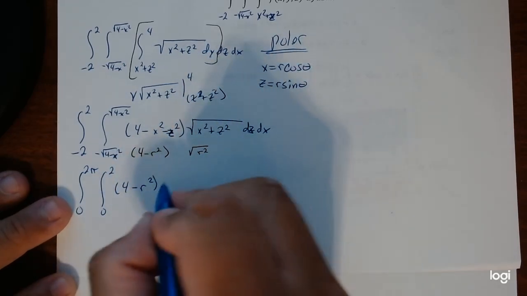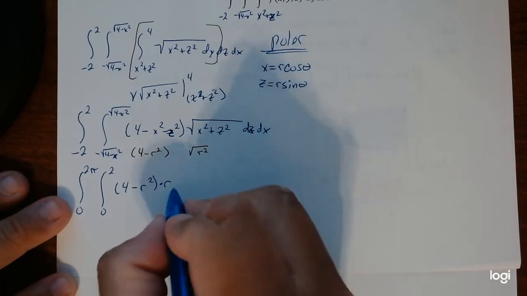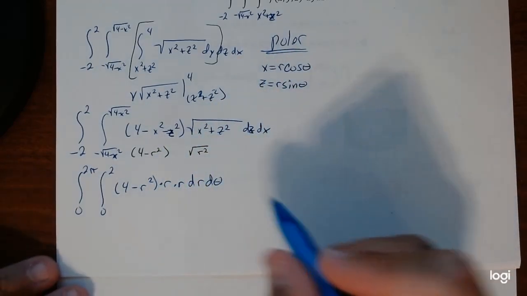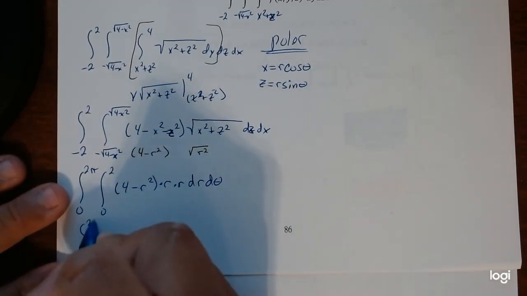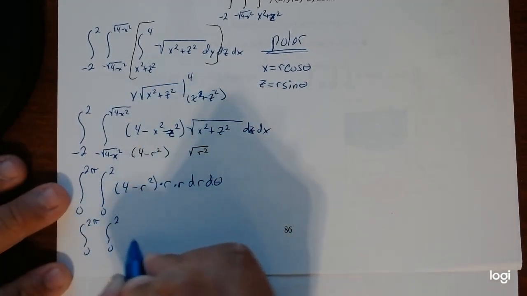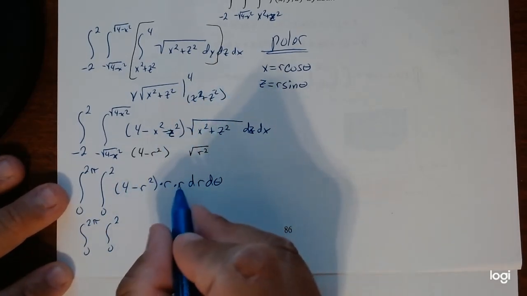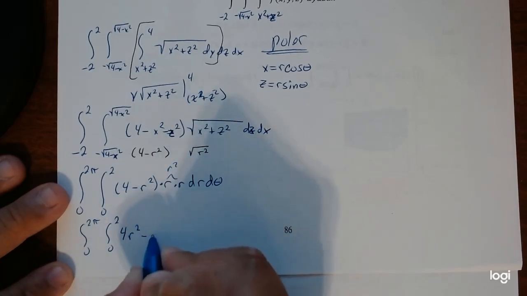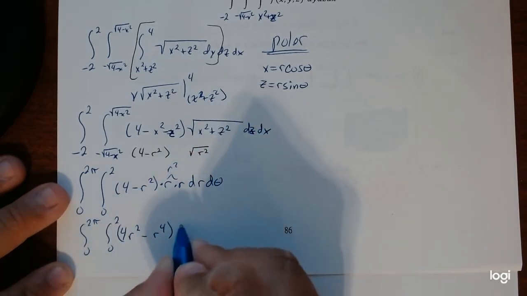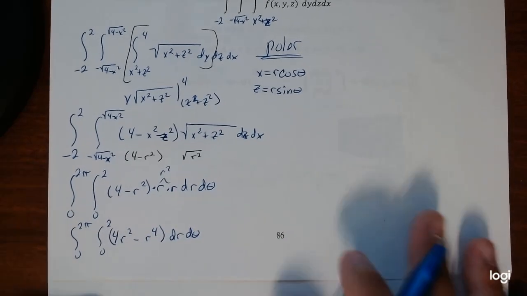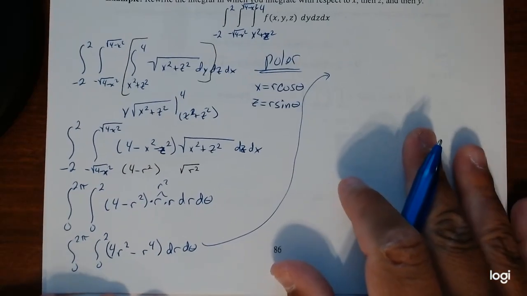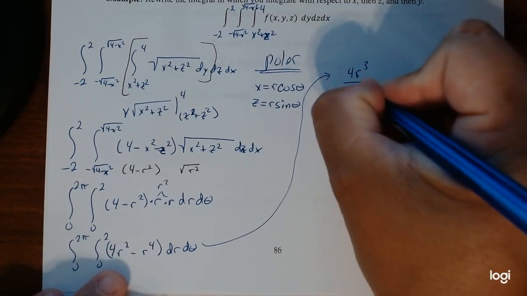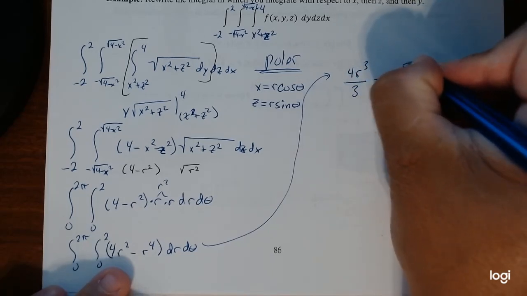And the square root of r squared is just r. And since we converted to polar, we've got to multiply by another r, dr d theta. And then simplifying this a little bit more to look at, and distributing, this gives you r squared times all of this. And there we go. So integrating with respect to r gives you r to the third, r to the fifth.